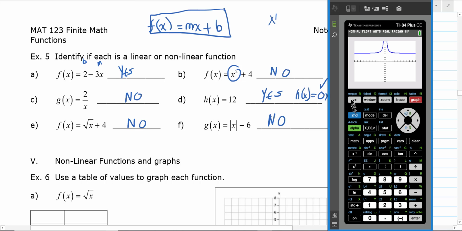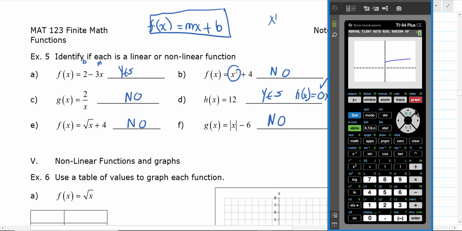If you put the next one in, 12. Now I'll have to change the window so you can see this. I would have to make my y go up bigger, so I'm going to make that go to 20. That's a line. That's a function. It passes the vertical line test. If you put the next one in, you would go second x squared to get the square root to come out. I've got to clear that first. Get out of the radical and then put in the plus 4.